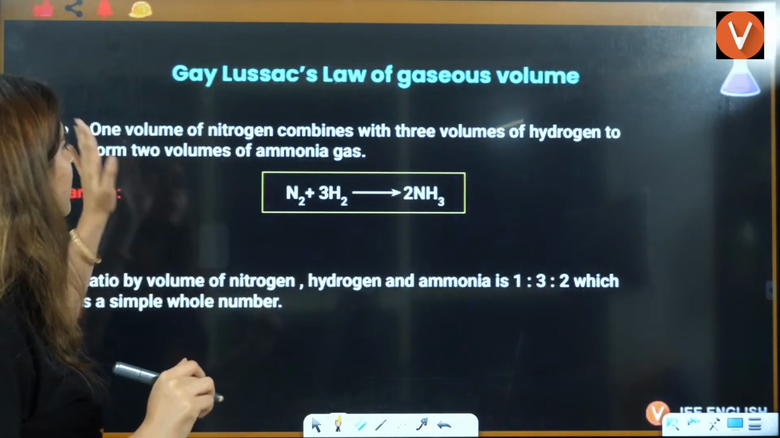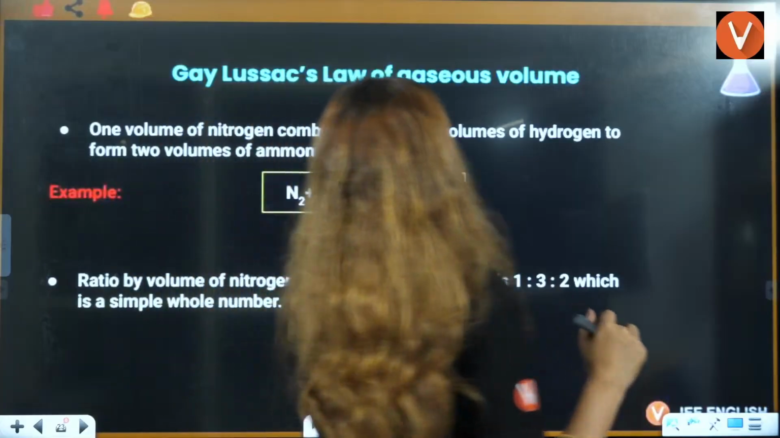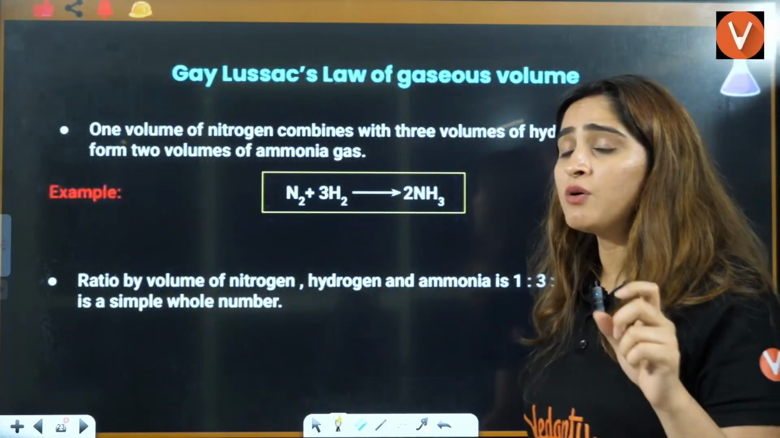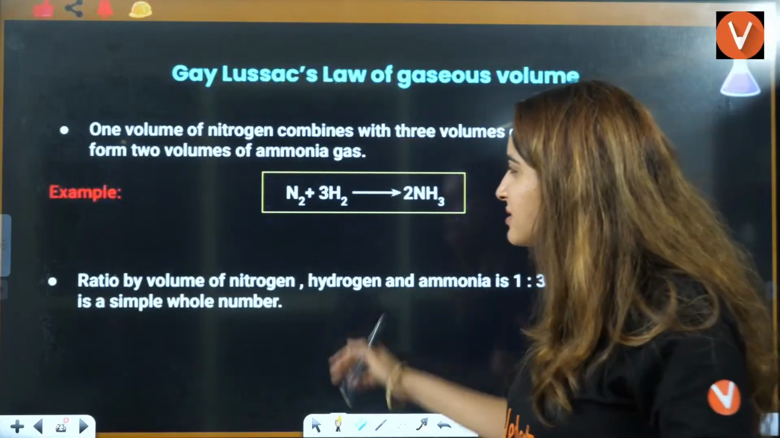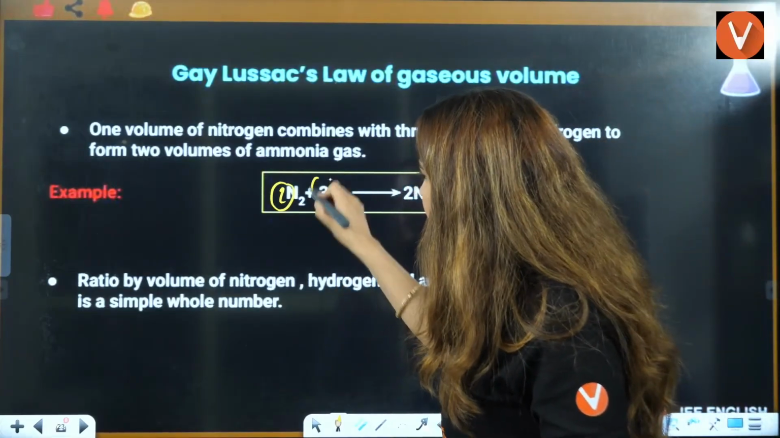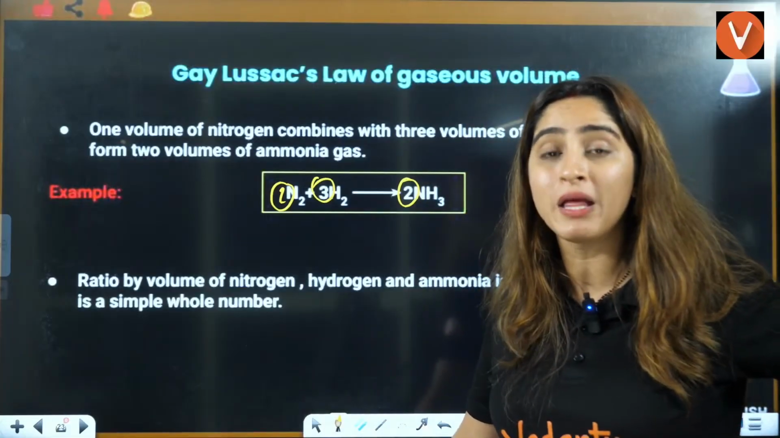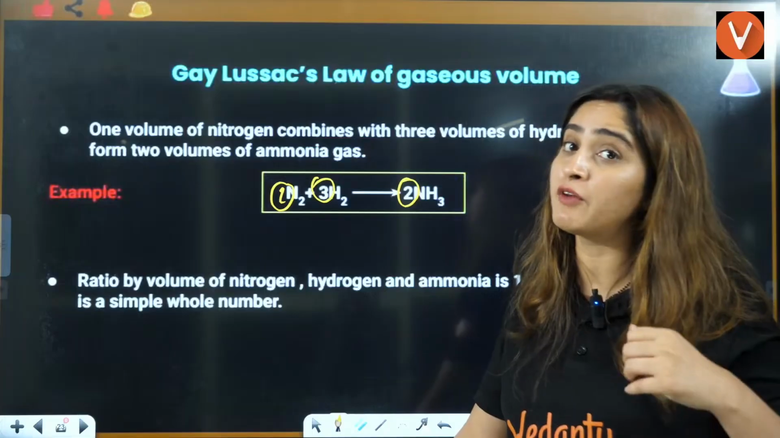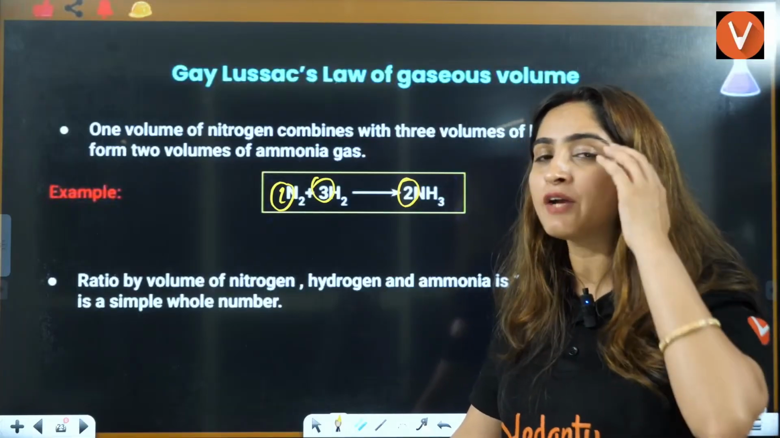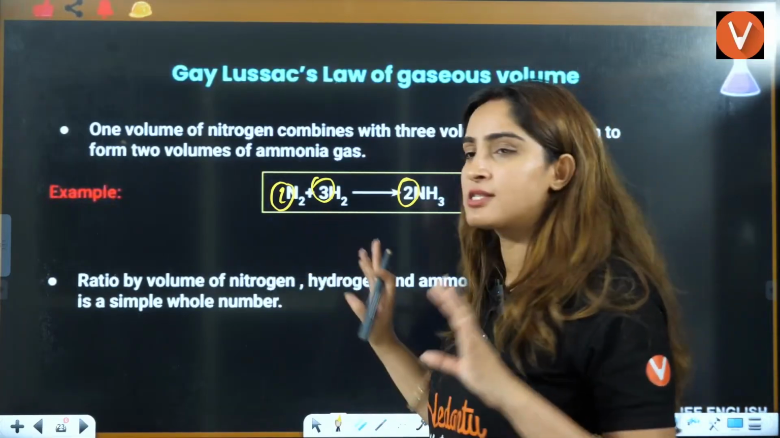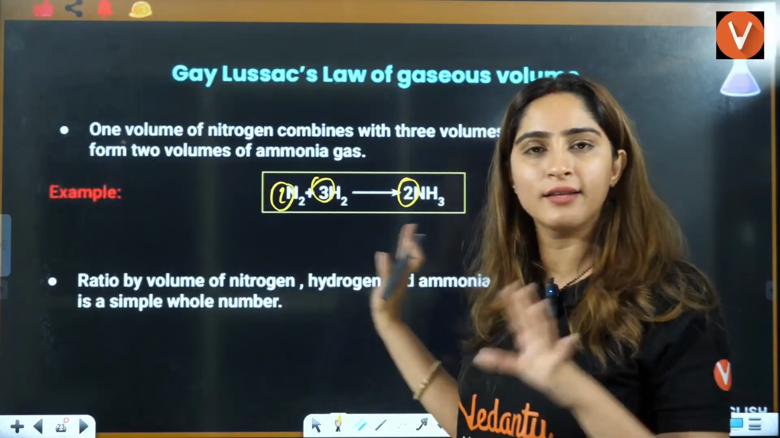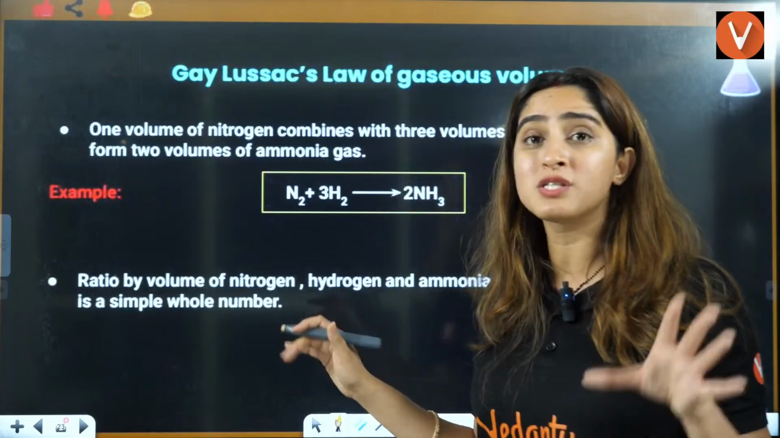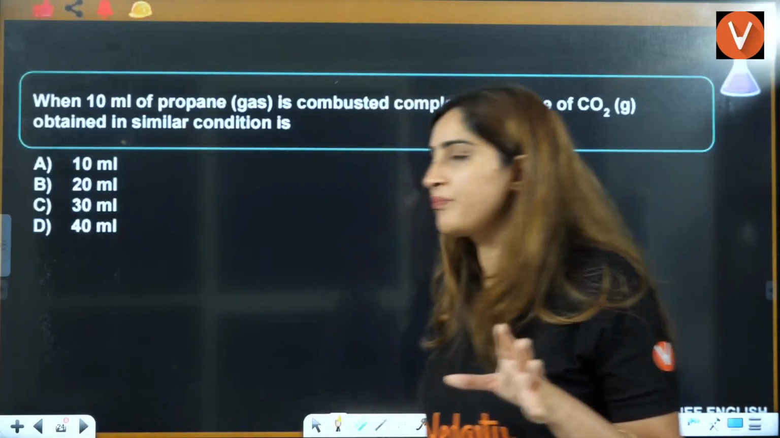So you can see here, 1 volume of nitrogen combined with 3 volumes of hydrogen, right? Now some students might ask, ma'am, is this volume? Ma'am, they are telling us about the volume? That we will learn in stoichiometry, right? First you will understand the mole concept, then we will understand stoichiometry. That will tell you why we are saying that this is the volume. Till now just understand that this is defining the volume. 1:3:2, that is giving you a simple whole number ratio, right?